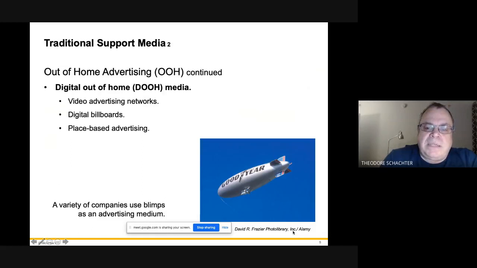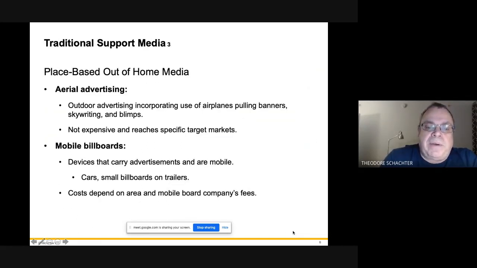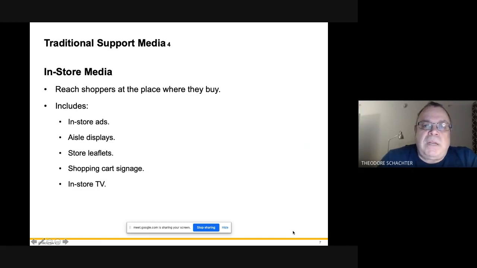Another type of advertising would be on blimps, which is called aerial advertising. We have cars and trucks with billboards on them that drive up and down the city streets. You may have seen them. Those are called mobile billboards. In-store media, everything from handouts we give to shoppers who come into stores to ads in stores. We have displays, shopping cart signage. Basically, wherever they can put a brand name, they put it.